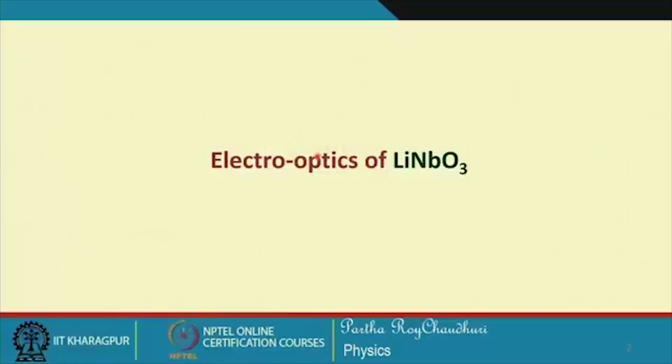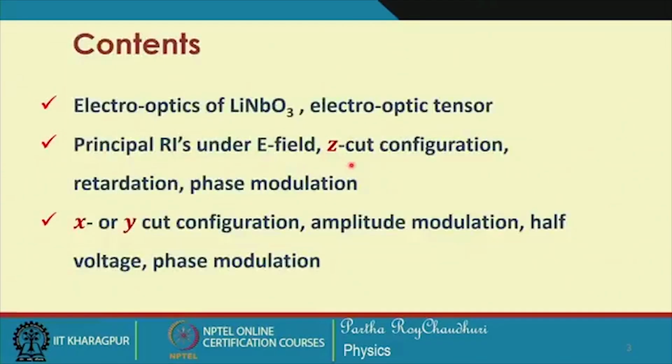And now there is one very important electro-optic crystal, lithium niobate. We will discuss the electro-optic properties of that, and we will see that the half voltage will be drastically down to some tens of volt in certain configurations. This crystal is very useful. It has other properties like piezoelectric properties. So, those are the things that we will be discussing in this section.